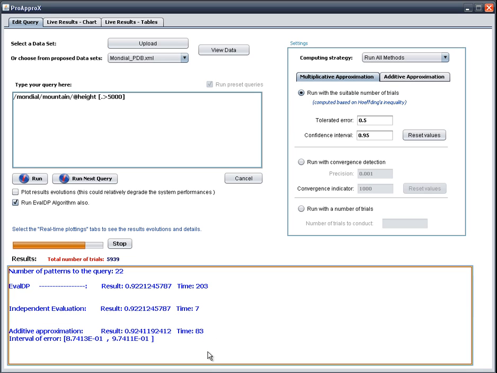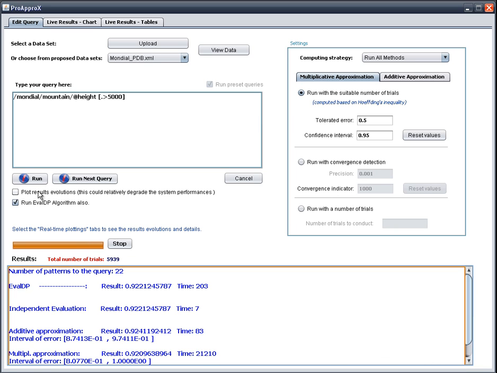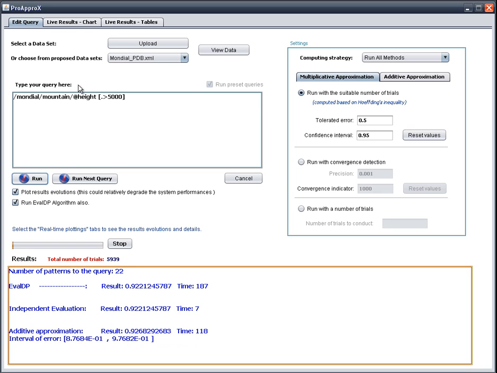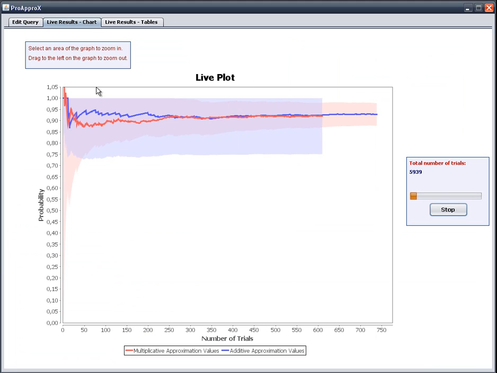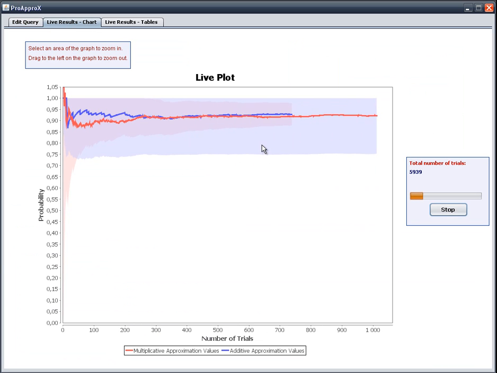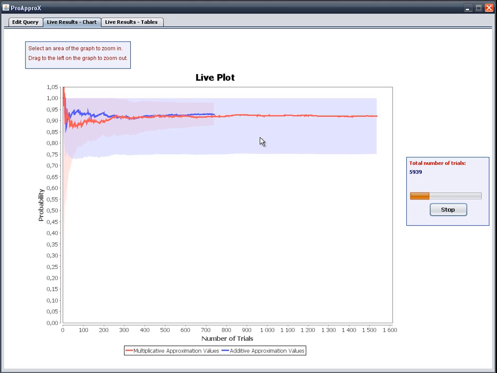We can rerun the query and select to plot the evolution of the results in order to observe the behavior of the computed result over the different trials performed by both approximations. The opaque area around the curve represents the evolution of the error interval given by Hoeffding's bound at each trial.